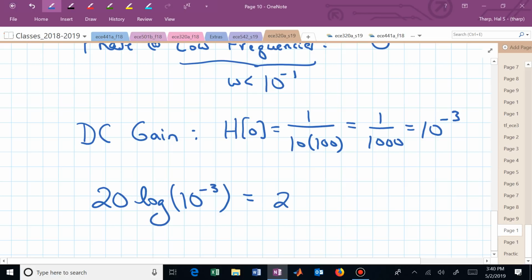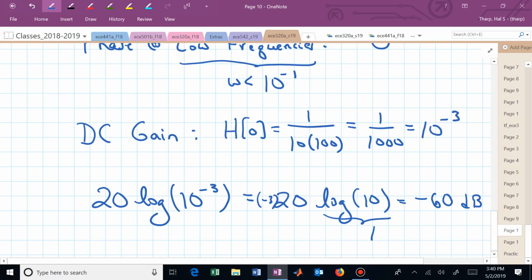This is now 20 times the log of 10, but now we can pull that exponent out front. Log of 10 is 1. So we're starting pretty low in this one. We're starting at minus 60 dB at low frequencies. That would be our gain at low frequency in this particular problem in dB. In absolute terms, that's 0.001 or 10 to the minus 3.